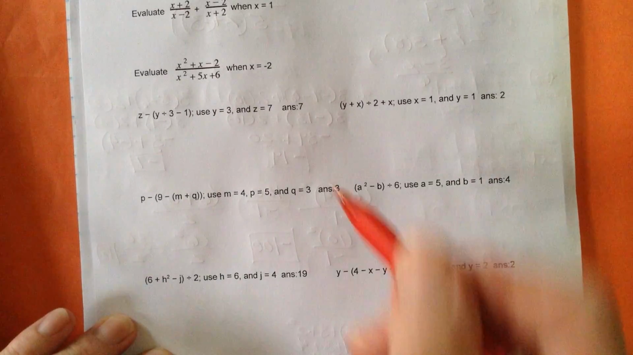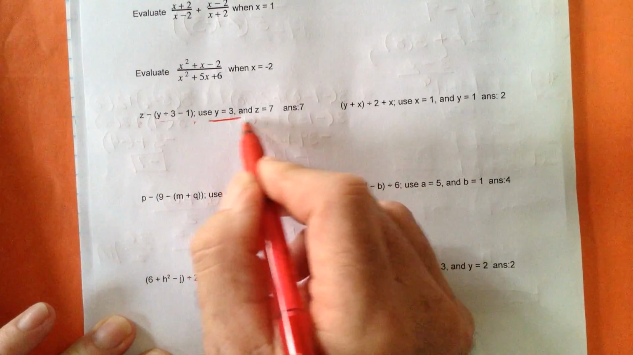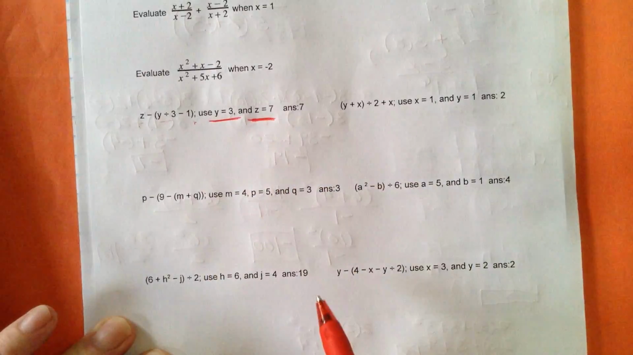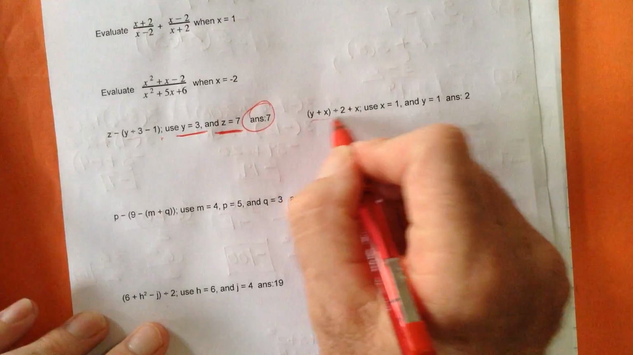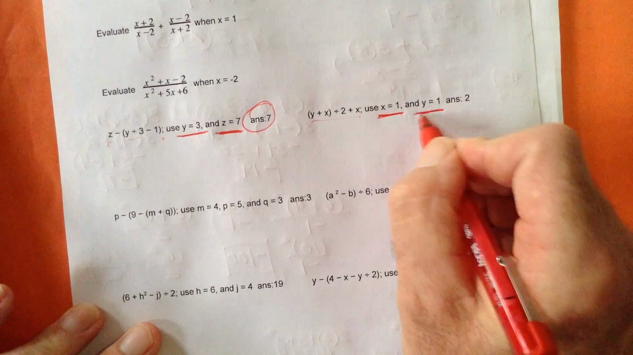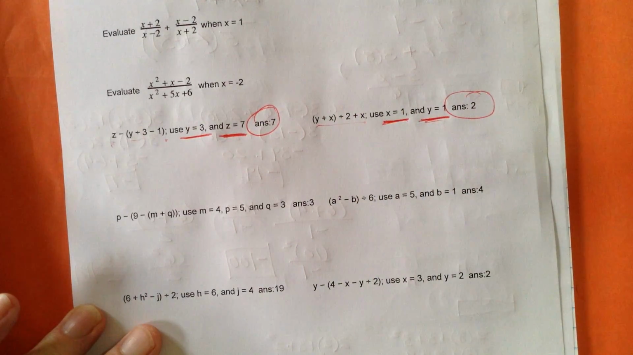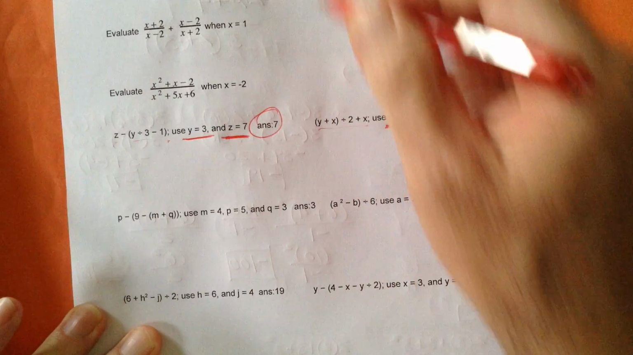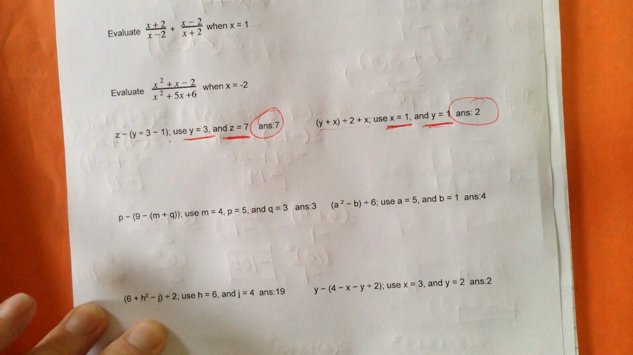Okay? And it's the same thing here. Here's the equation. Put in 3 for y and 7 for z, and you should get the answer 7. Same thing here. Here's the equation. You put in 1 for x and 1 for y and work it out, and the answer should be 2. And again, these are problems right out of the book.